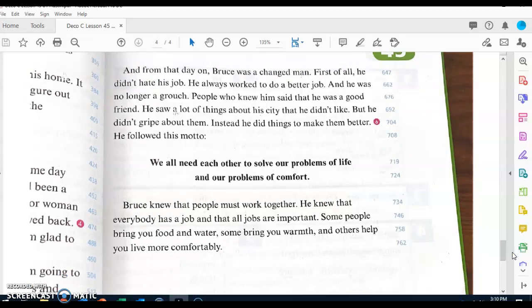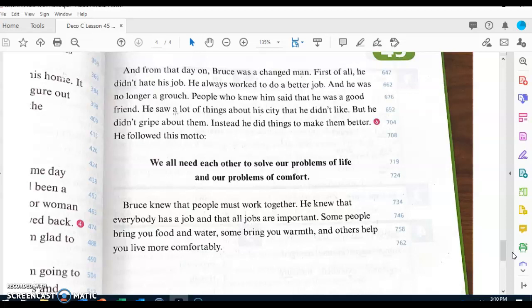And from that day on, Bruce was a changed man. First of all, he didn't hate his job. He always worked to do a better job, and he was no longer a grouch. People who knew him said that he was a good friend. He saw a lot of things about his city that he didn't like, but he didn't gripe about them. Instead, he did things to make them better.